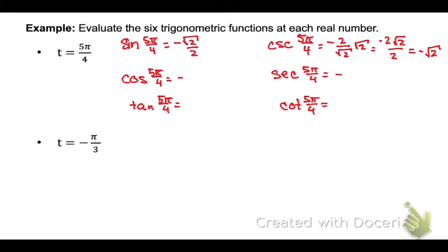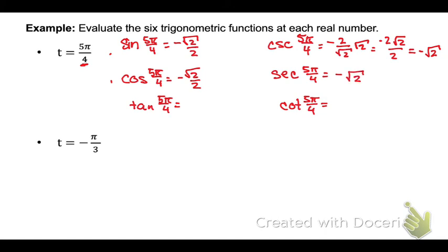So then, guys, what do we know about any 45? What do we know about the sine and the cosine? They're going to be the exact same. So what is the sine of 5 pi over 4? Negative square root of 2 over 2. And what is the secant at 5 pi over 4 then going to be? Negative square root of 2.